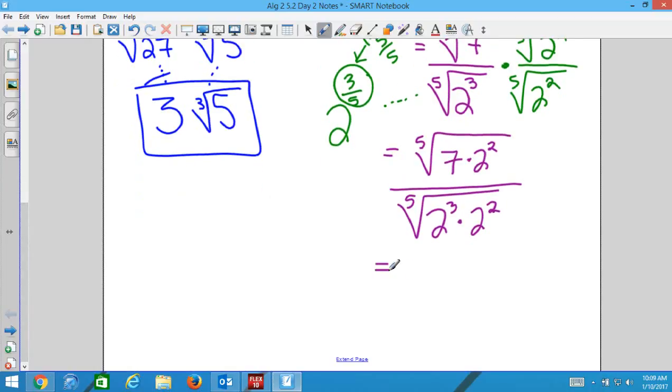I'm going to simplify the top. You have to do order of operations. So we've got to do 2 squared first, then multiply by 7. So 2 squared is 4, times 7 is the 5th root of 28.